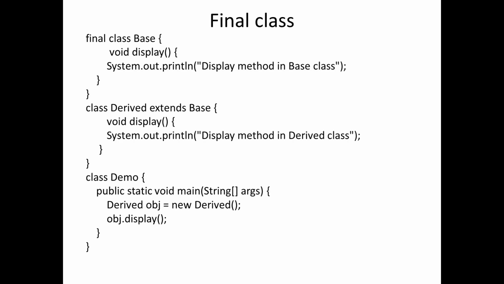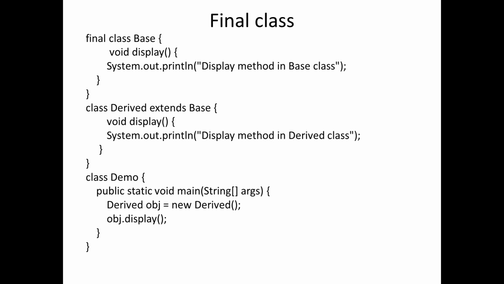Now come to the last part, final class. Here again I have taken a class called Base, which consists of a function called display, and a class called Derived, which consists of a function called display. There is a single inheritance between these two because I have written the statement class Derived extends Base. Everything is fine, but this base class is a final class, so it cannot be inherited. Inheritance is not possible if you declare a class as final.